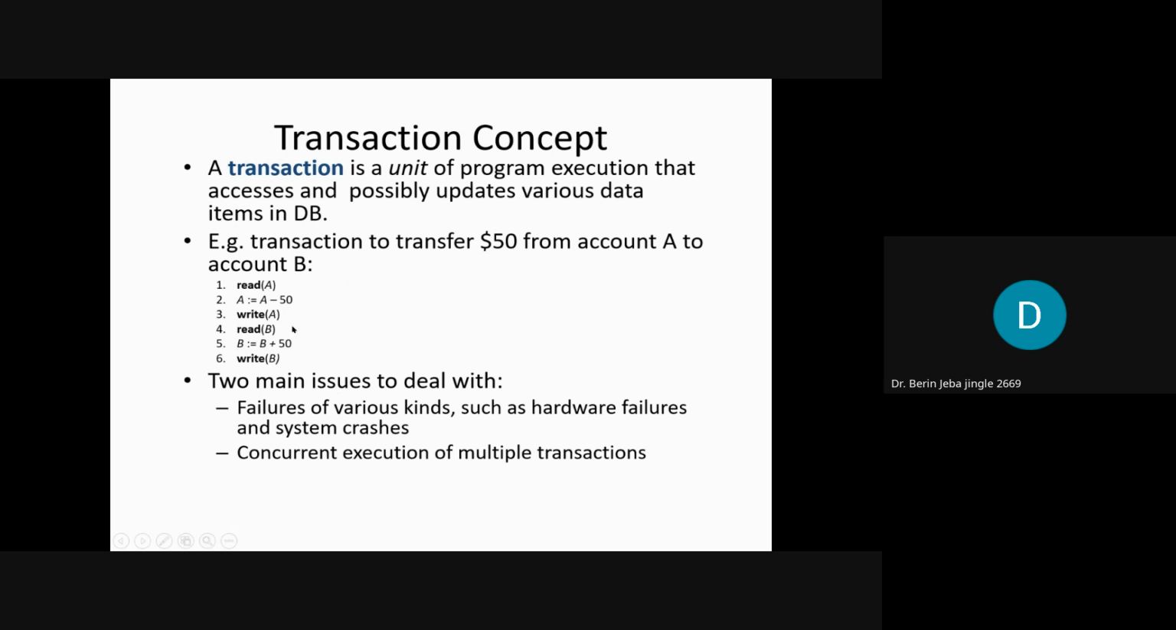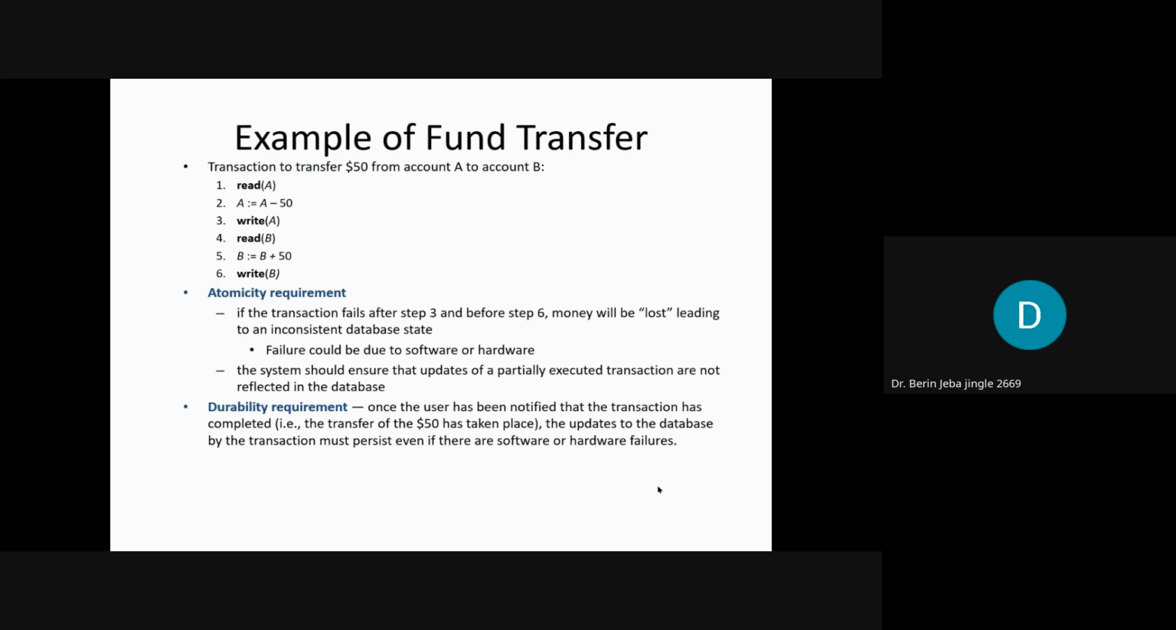Two issues occur during the transfer transaction. The first is failure of various kinds, such as hardware failure and system crashes, which can occur during the transaction. The next is that concurrent execution of multiple transactions can also lead to an issue. These are the two major issues in transaction management. For a decent transaction, it requires four things. For everything, we are taking the same example.